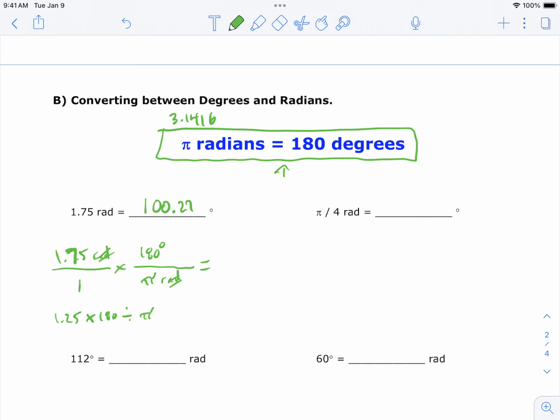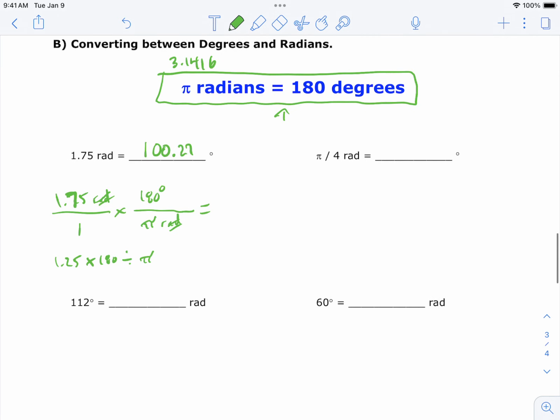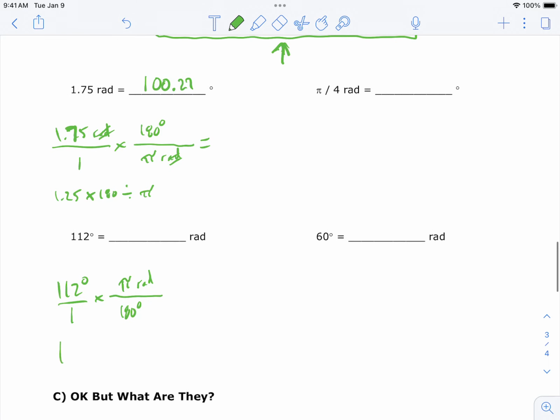Let's come down to this one actually. We're going to go the other way. We got 112 degrees. Put it over 1. You want to convert to radians? This is what you do. You come back up to this fact and you say pi radians is the same as 180 degrees. So what I'm doing is taking 112, multiplying it by my pi button, and dividing by 180. And what am I getting here? 112 times the pi button.